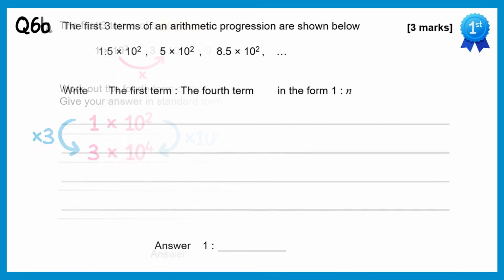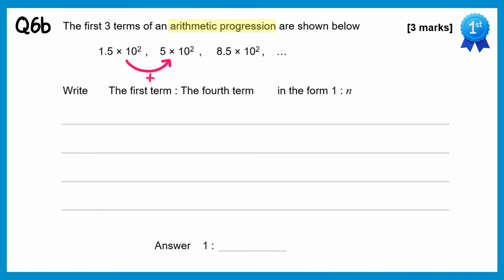In the second part of the question, we've got an arithmetic progression instead. To get from one term to the next, you'll either add or take away. In this case, it's adding. So 1.5 times 10 squared is the first term, that's just 150. 5 times 10 squared, that's the second term, that's just 500. And the next term, 8.5 times 10 squared, is just 850. So it should be clear to see you're adding 350 each time.